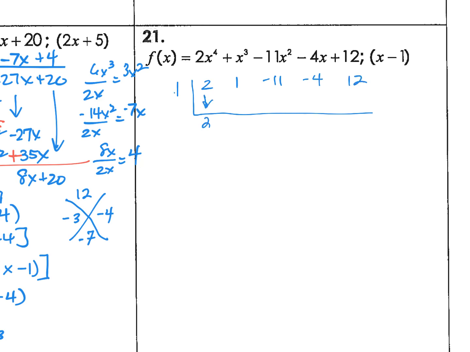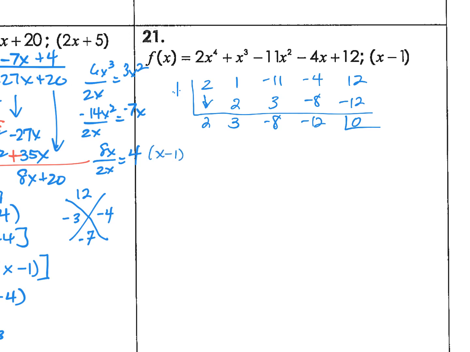2 comes down. 1 times 2 is 2. 1 plus 2 is 3. 1 times 3 is 3. Negative 11 plus 3 is negative 8. 1 times negative 8, negative 8. Add them together, you get negative 12. We better get negative 12. Negative 12 here, and 0. Boom. Okay, so that leaves me with this.